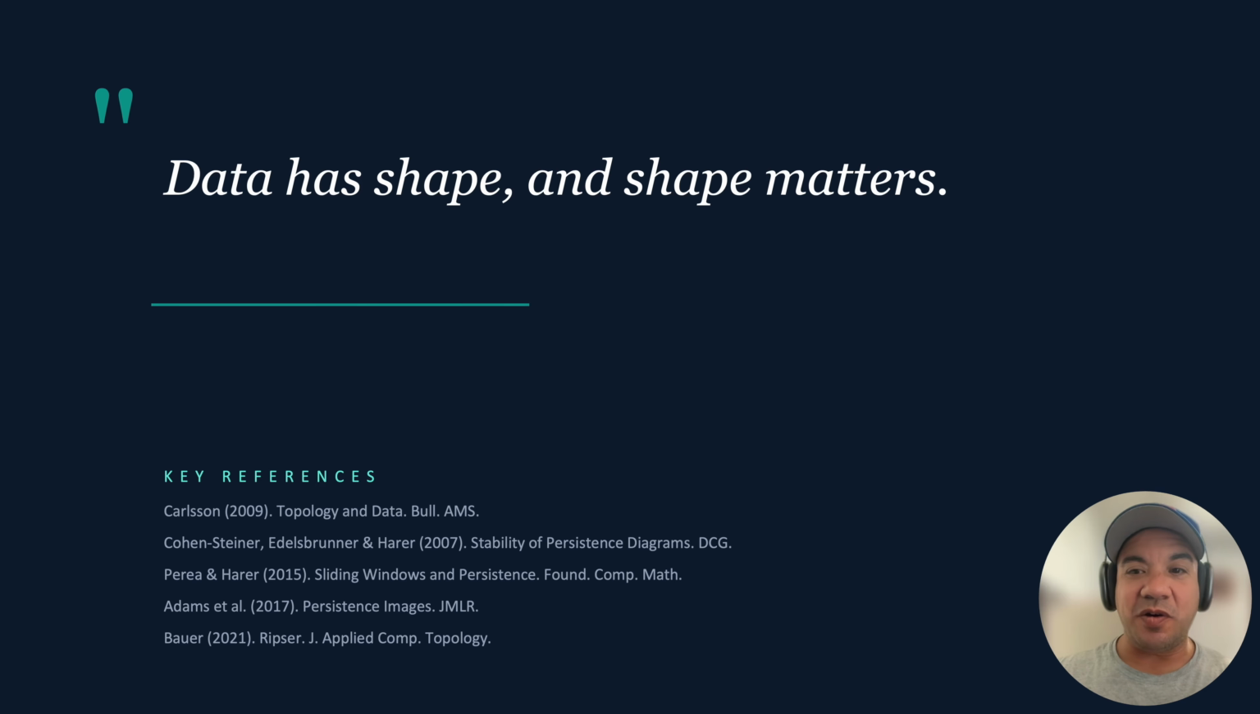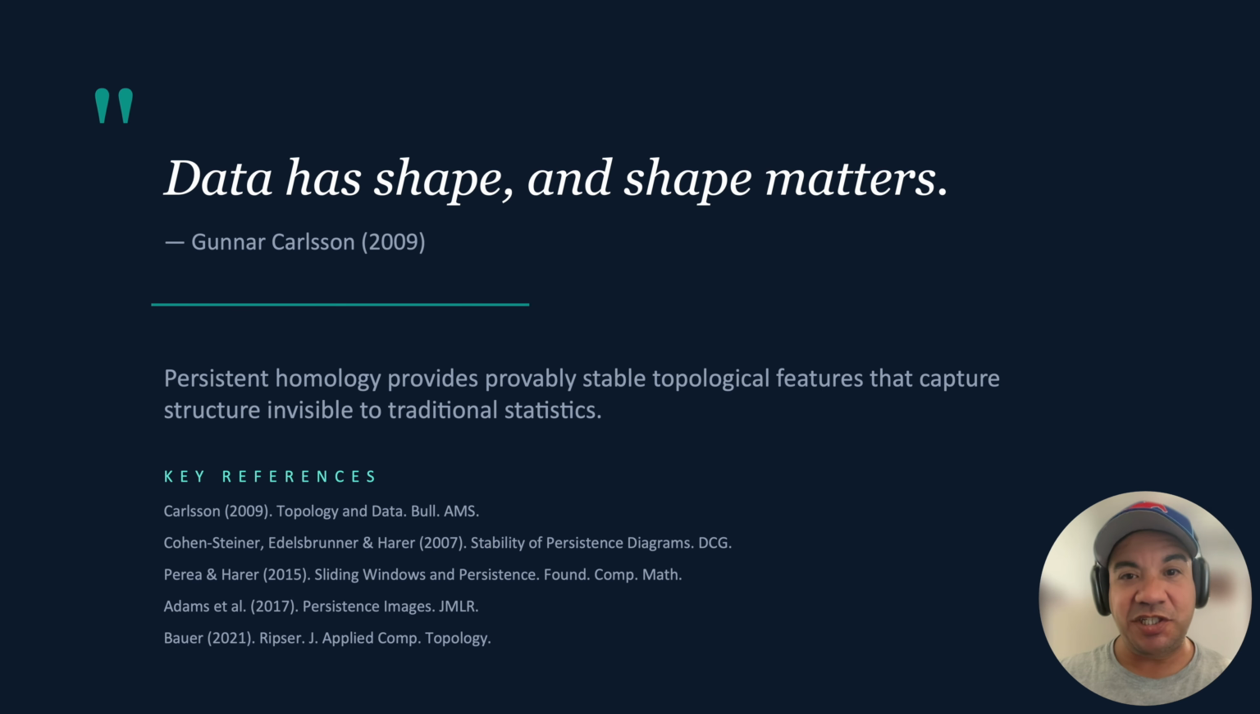So I'll close with Carlsson's words from his foundational 2009 paper, Topology and Data. Persistent homology provides the ML toolkit with genuinely new, provable, stable topological features that capture structure invisible to traditional statistics. The mathematical foundation, simplicial complexes, boundary operators, homology groups, filtrations, and the stability theorem, is rigorous, beautiful, and practically powerful.